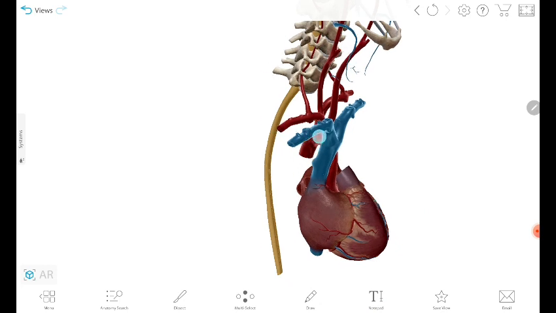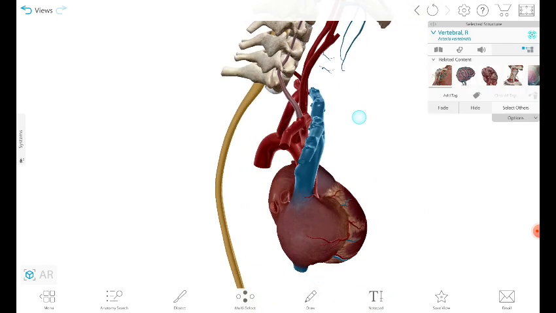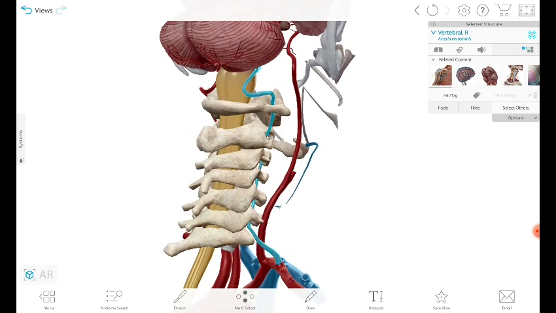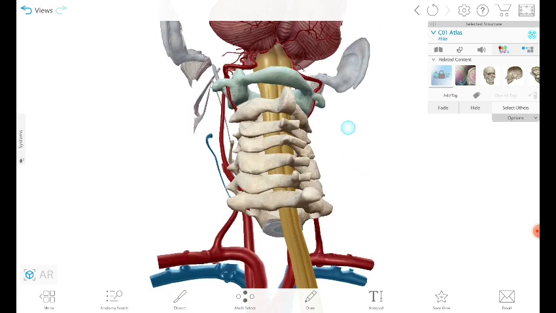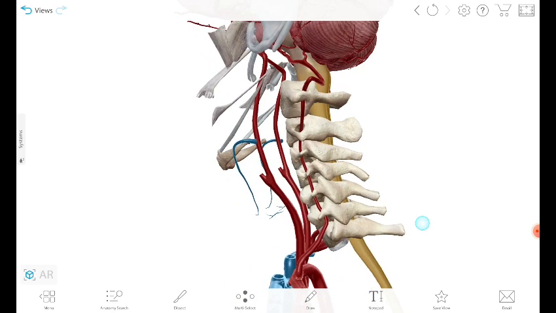Now the vertebral artery, this branch over here is the vertebral artery. It ascends through the transverse foramina of vertebra C6, C5 up to C1, and then it makes its way into the brain. The point to be noted is that it doesn't travel through the transverse process of C7 vertebra.